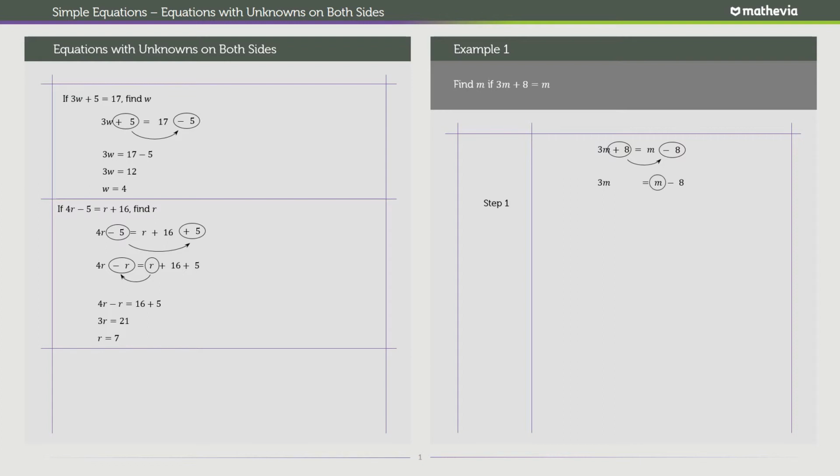Now the next thing we want to do is move this m over to the left, and it becomes minus m. What you would have in the end is 3m minus m equals minus 8. When you solve that, you have 2m equals minus 8. You can just divide both sides by 2, and you should end up with m as -4, because -8 divided by 2 is -4. Very simple, very straightforward.